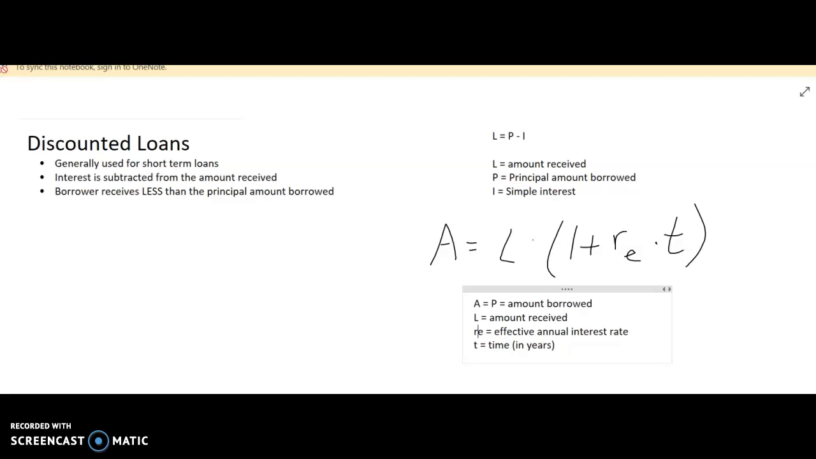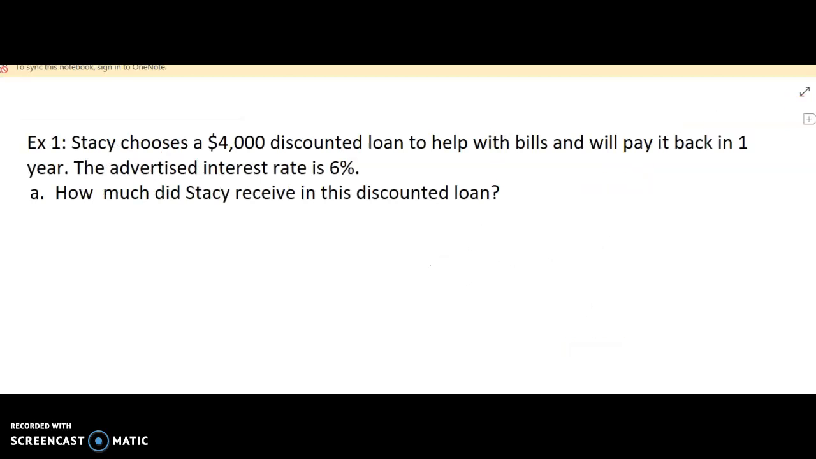If you look one formula down, the one written out in my beautiful handwriting, we're talking about A equals L times the quantity 1 plus R sub E times T, where A is the same as P. That's the amount that you borrow when you go in. L, again, is the amount received, the amount you leave with. R sub E is the effective interest rate, because the interest rate they advertise is not the same as the actual interest rate. Again, we'll show you this. And then T is your time in years. So let's go ahead and throw this in. Let's look at an example.